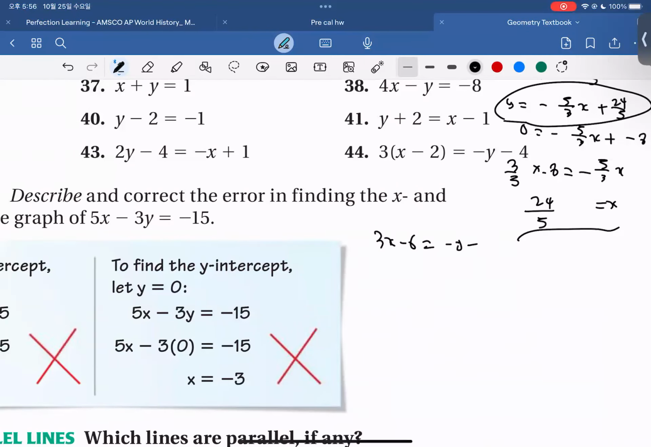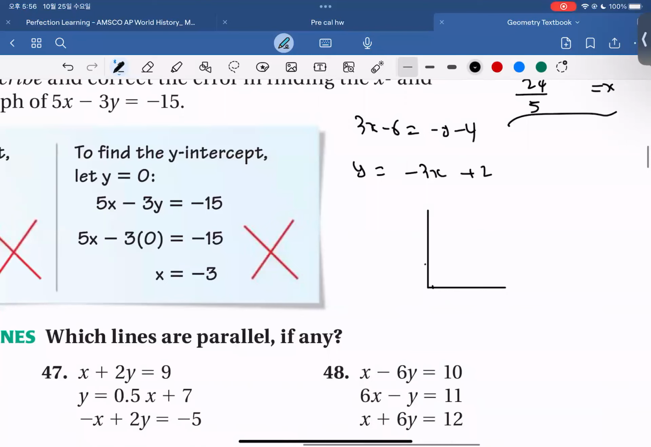Quickly, if you want to graph, let's graph 44, for example. We know that the equation is equal to this, and we can simply graph it like this. And 0 would be 2, so 2, and 1 would be negative, actually. Oh, here we go.